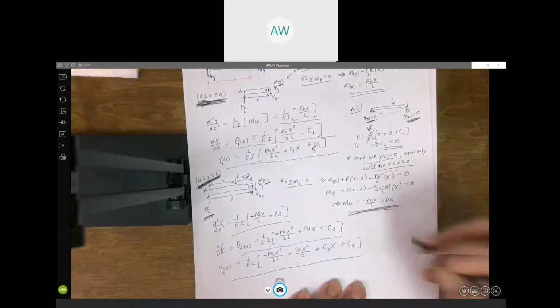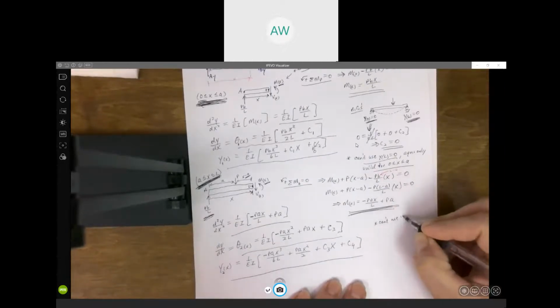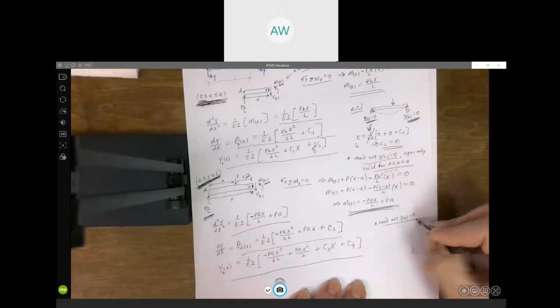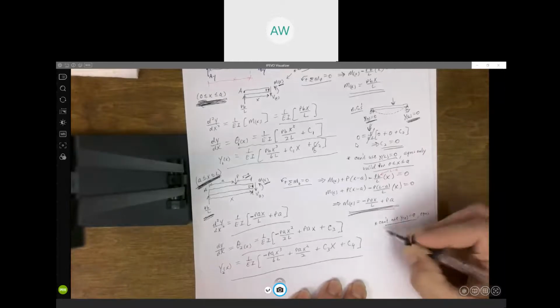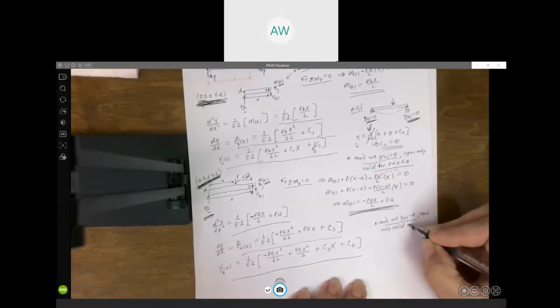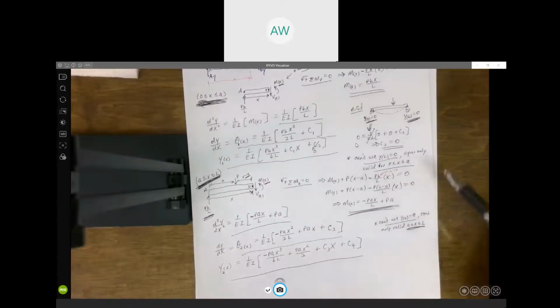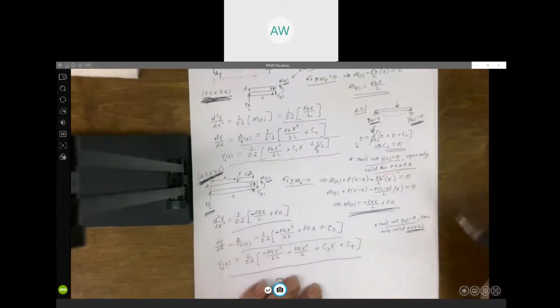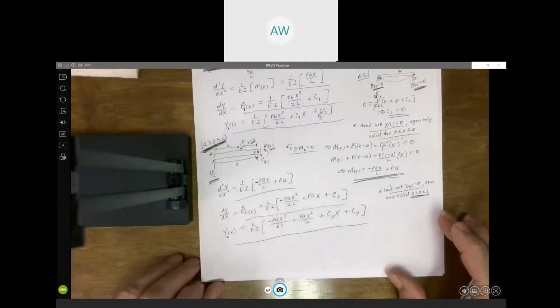So just make note here, we can't use this boundary condition. Again, these equations are only valid for x values that are bigger than a, right? They're not valid when x is 0. Right, but we can use this one, right? And so that's what I'm going to do down here. I think I got room. I'll stick it at the bottom.